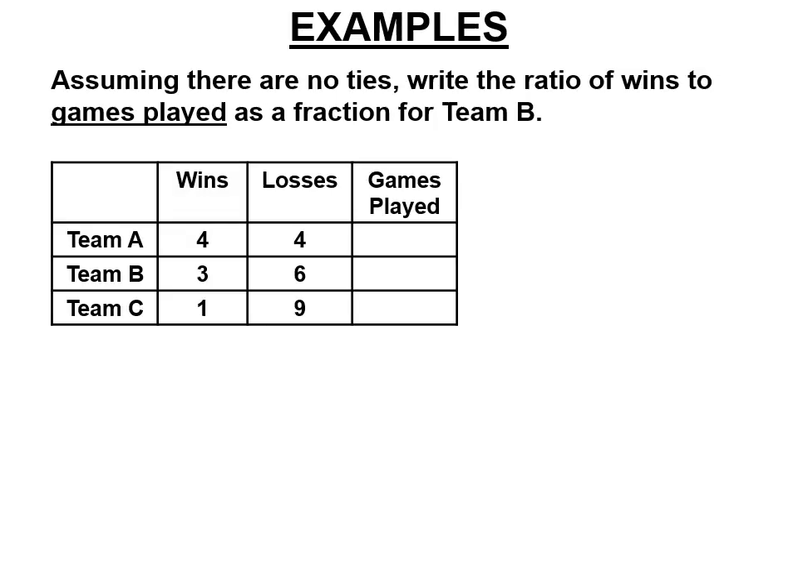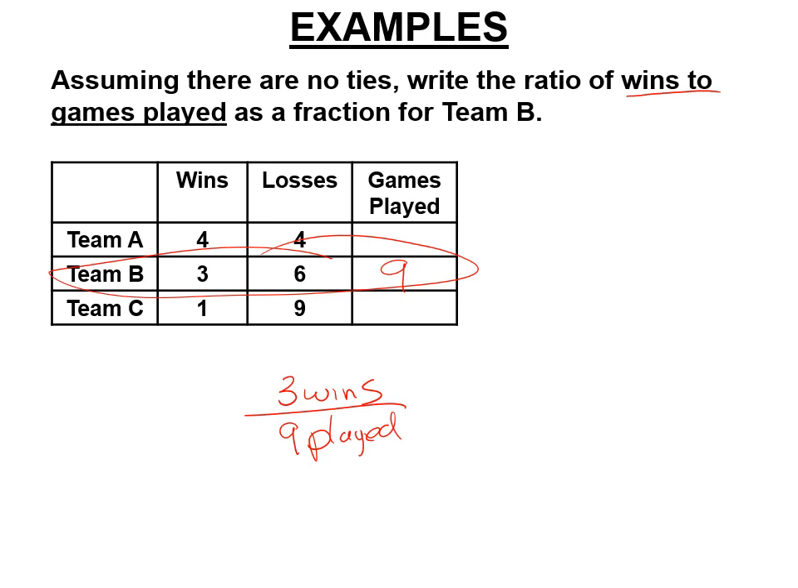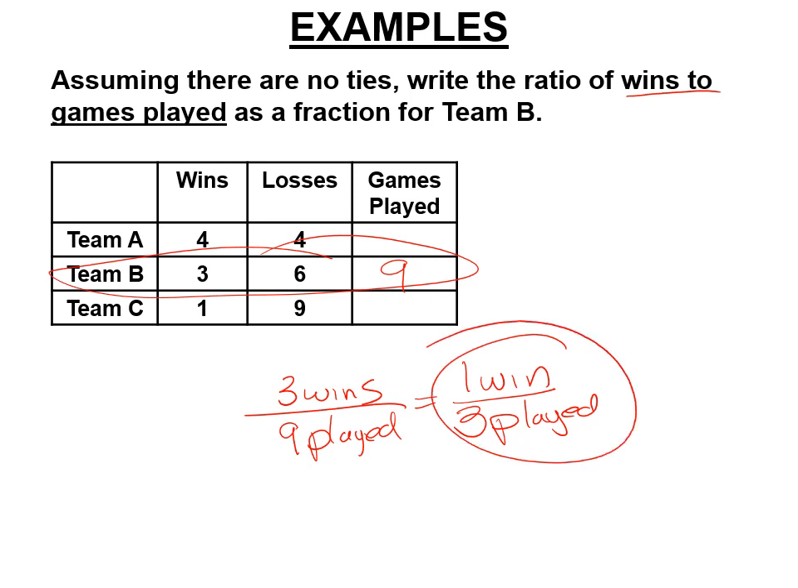So assuming there are no ties, write the ratio of wins to games played. Okay, so wins to games played for team B. All right, so we're in here. It's 3 wins, but how many games did they play? Well, it says no tie, so they won 3, lost 6, so it's 3 wins to 9 played, or 9 games, either one. But you're not allowed to leave it that way. You have to simplify your fraction. So winning 3 out of 9 is the same as winning 1 out of 3 played, which is not very good. That means you're losing 2 out of every 3. But this is the simplified ratio.